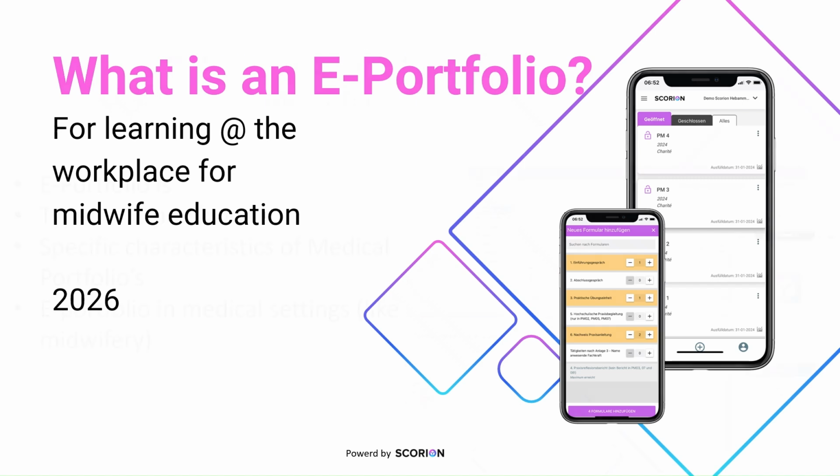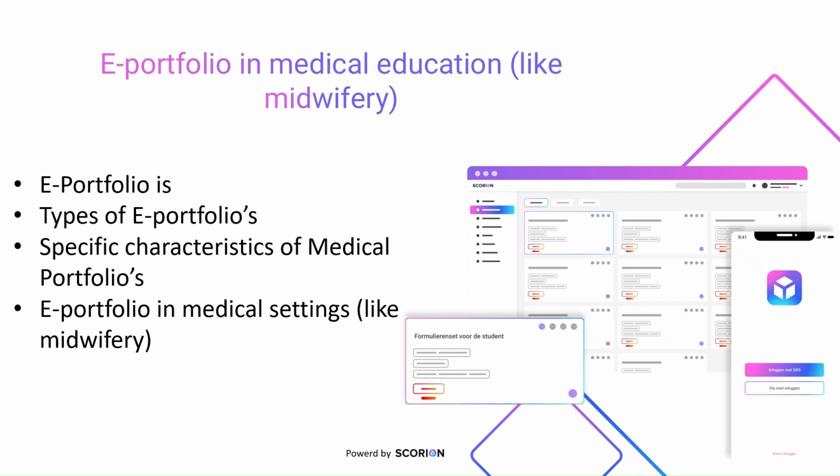During this presentation, we will cover 4 topics. What is a portfolio? Next, we will look at the different types of e-portfolios that exist. Then we discuss the specific requirements of portfolios used in healthcare and medical education. After that, we will see how e-portfolios are typically used in clinical learning environments.